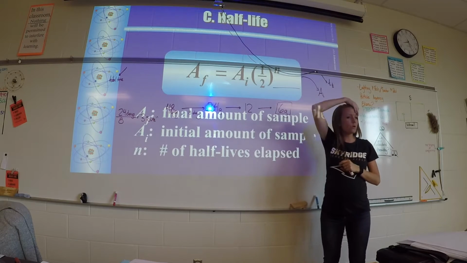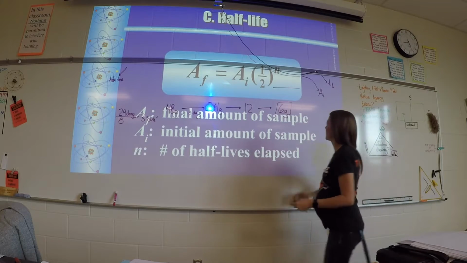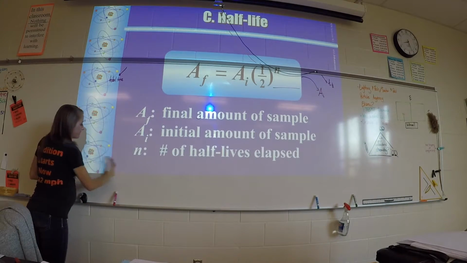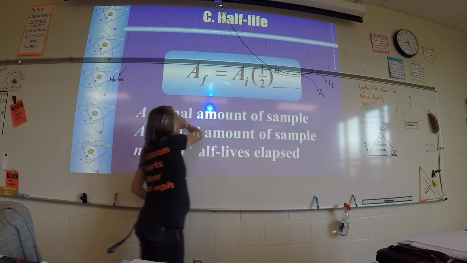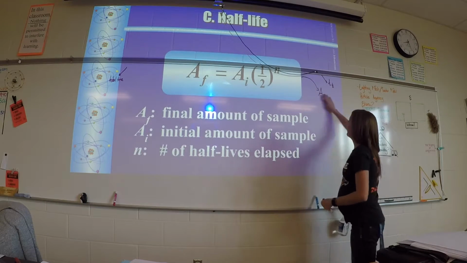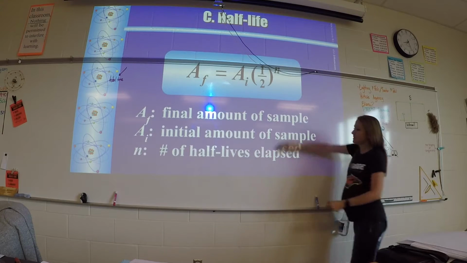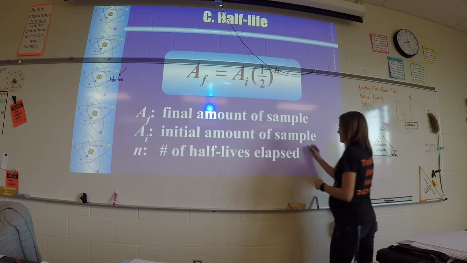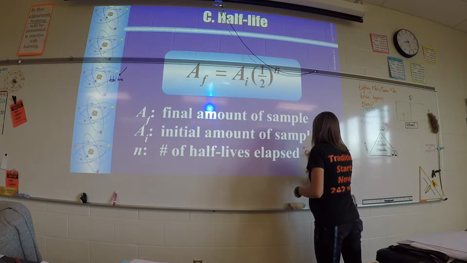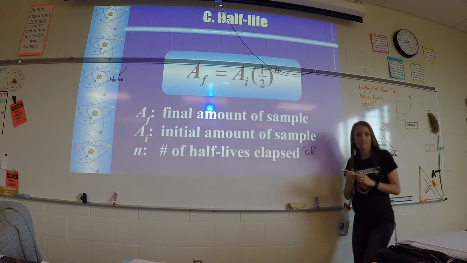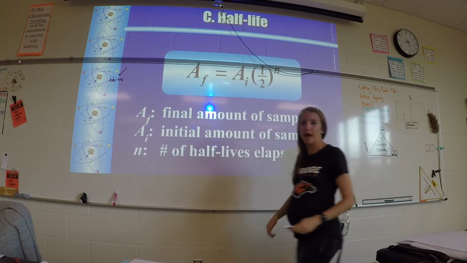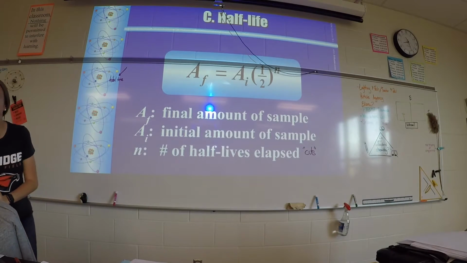Next to that equation, label what our different variables mean. A of f is the final amount of the sample. A of i is the initial amount. And n is the number of half-lives that have passed, or as I've been calling them, the cuts. So label our different variables, and then we'll try a problem using the equation.